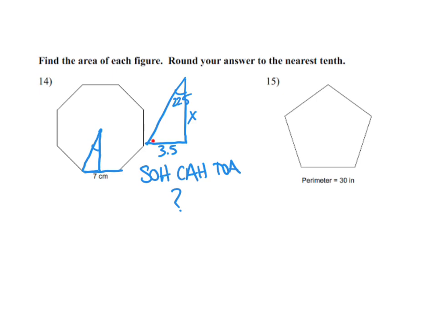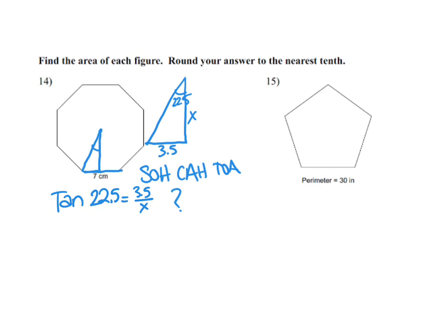From the 22.5, we have the opposite side, the 3.5, and we're looking for the adjacent side. Opposite and adjacent is tangent. We're going to do tangent of the angle, 22.5, is equal to opposite, which is 3.5, over adjacent, which is x.